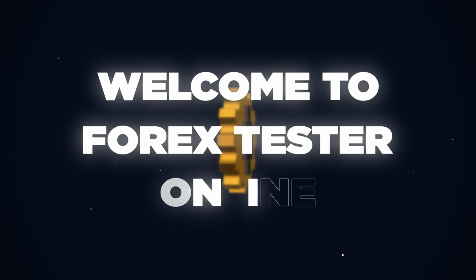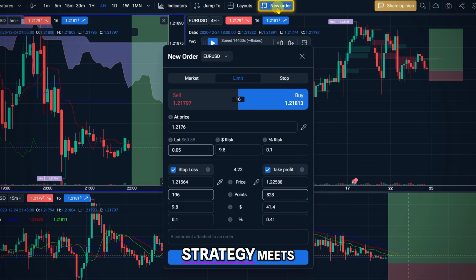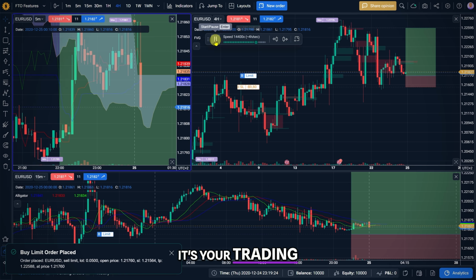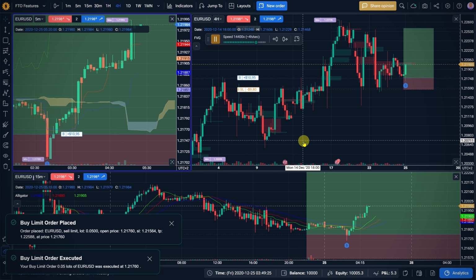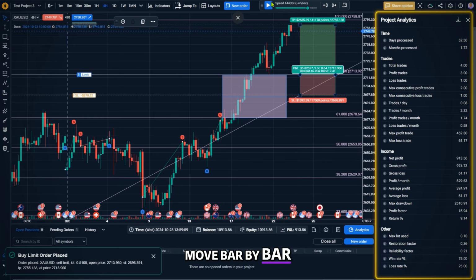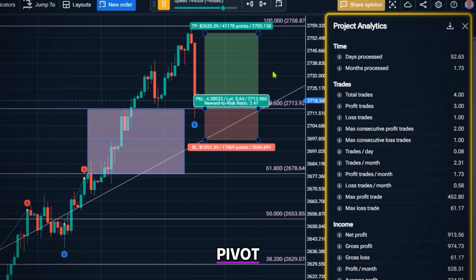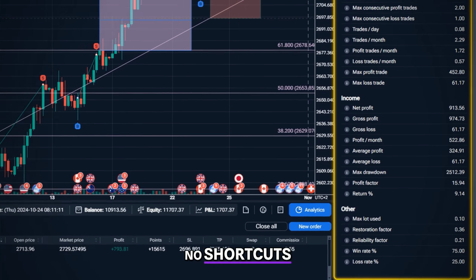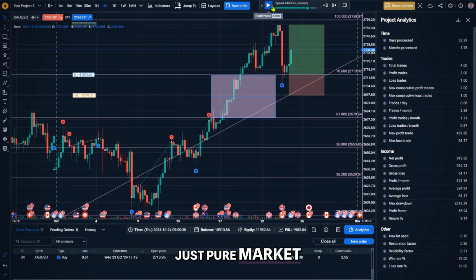Welcome to Forex Tester Online, where trading strategy meets reality. This isn't just another backtesting tool, it's your trading laboratory built for discovery. Move bar by bar through market history, feeling every pivot, trend, and reversal exactly as they happen. No shortcuts, no simplifications, just pure market truth.